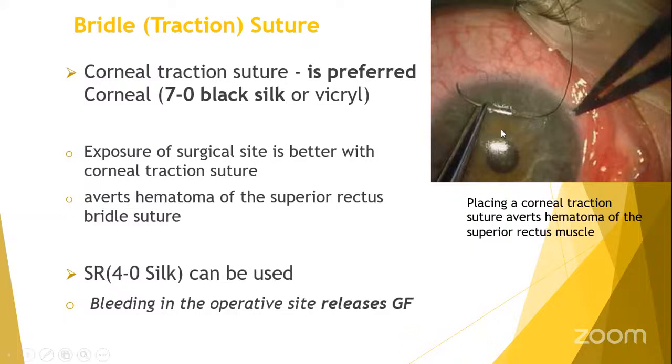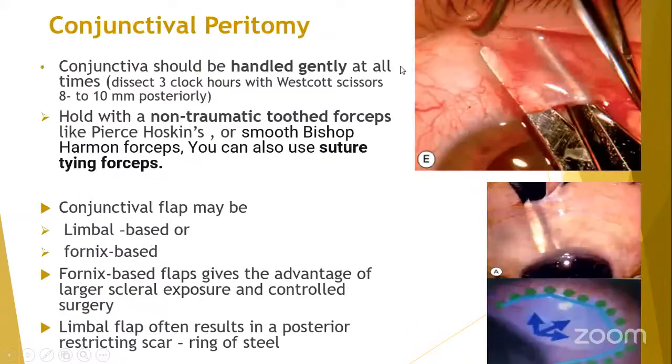You can see the photo of an attempt to put a corneal bridle traction suture. The next step is the conjunctival peritomy.